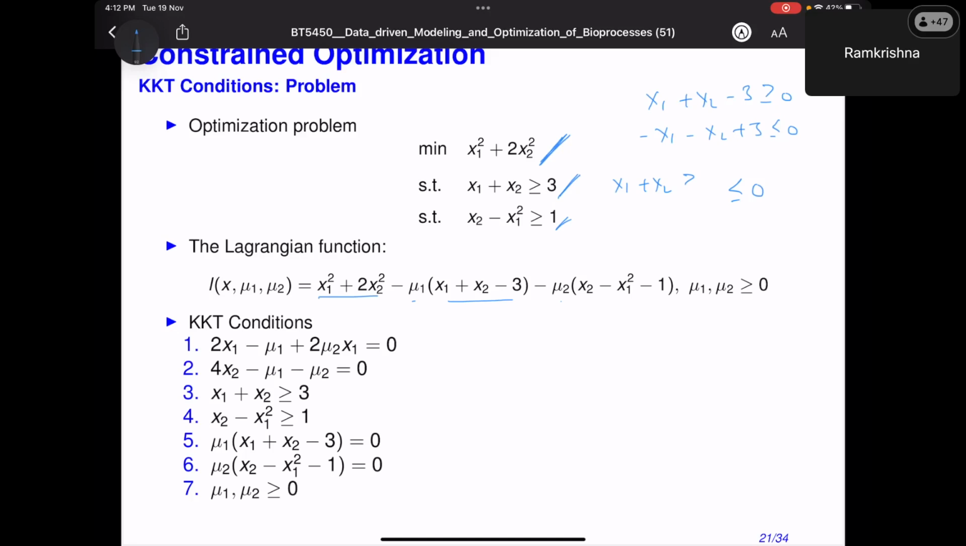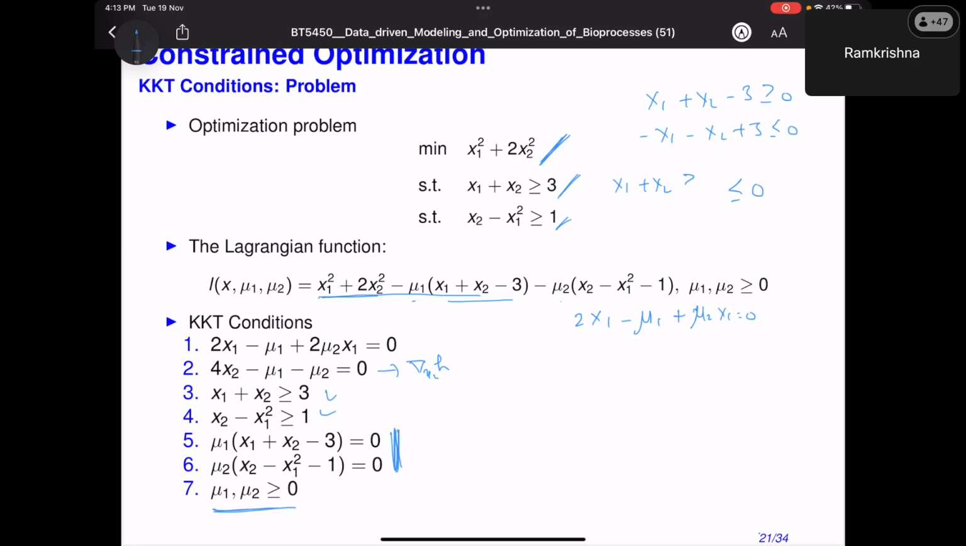Okay, so I'm looking at now the gradient of this with respect to x1. So that will be twice x1, here will be minus mu1, and here will be twice x1, so I'll have a plus mu2 x1 equal to 0. Similarly, this will be the gradient of L with respect to x2, and this will be my two constraints, and these are the complementarity conditions with mu1 and mu2 greater than or equal to 0.